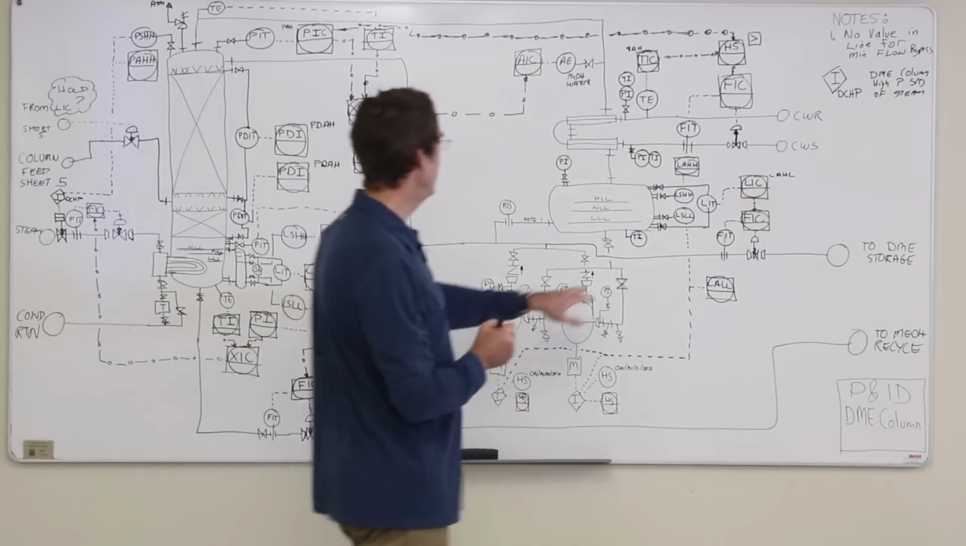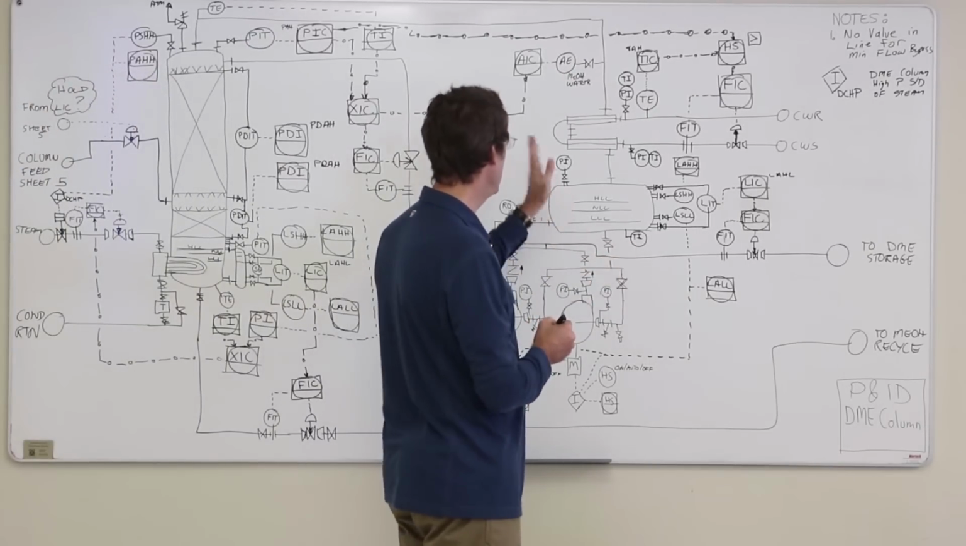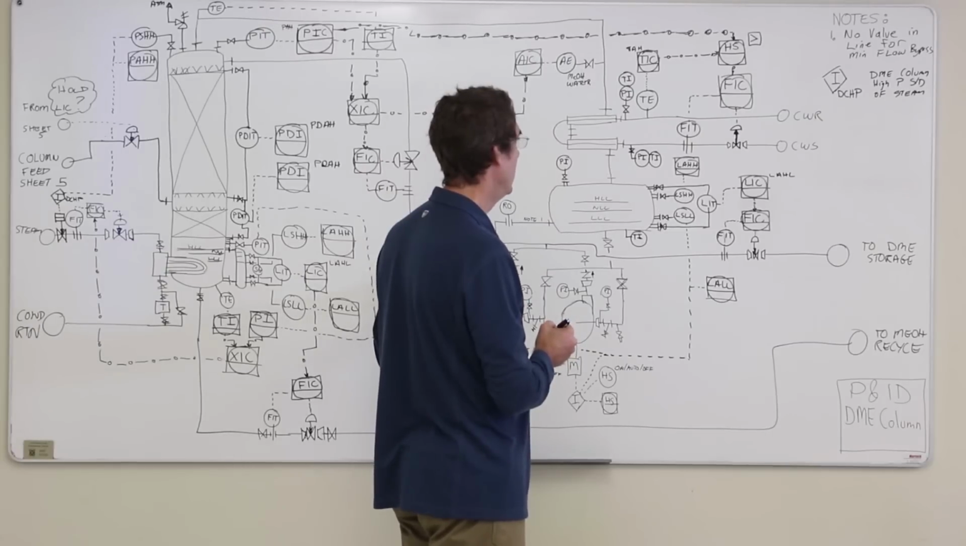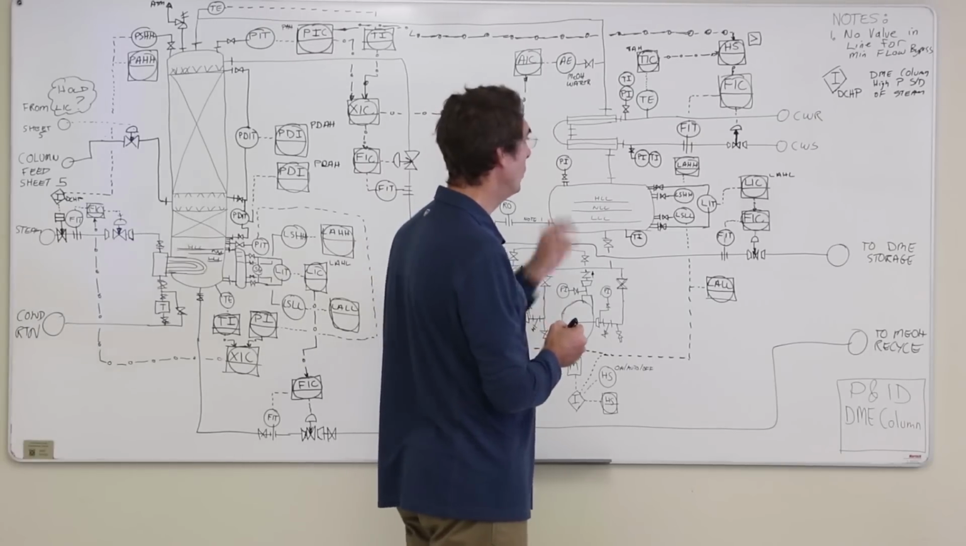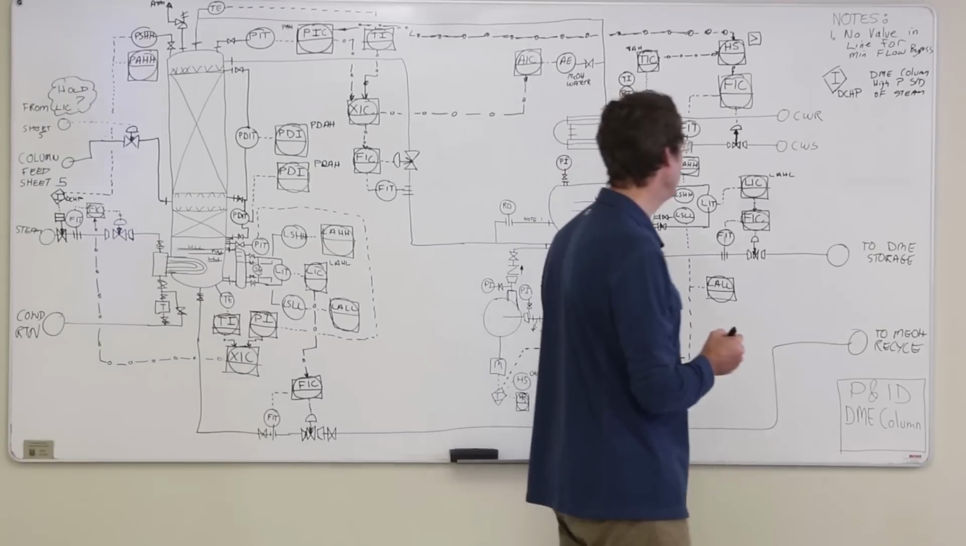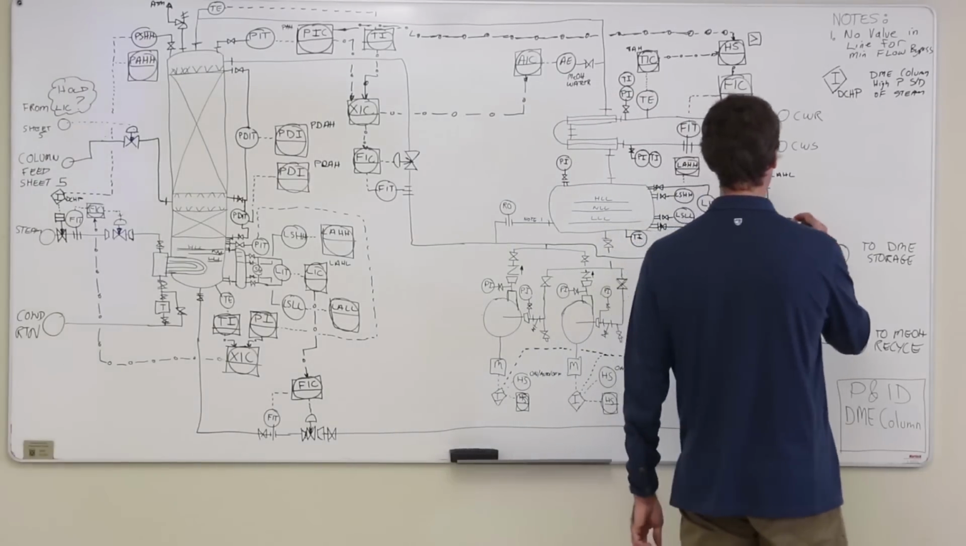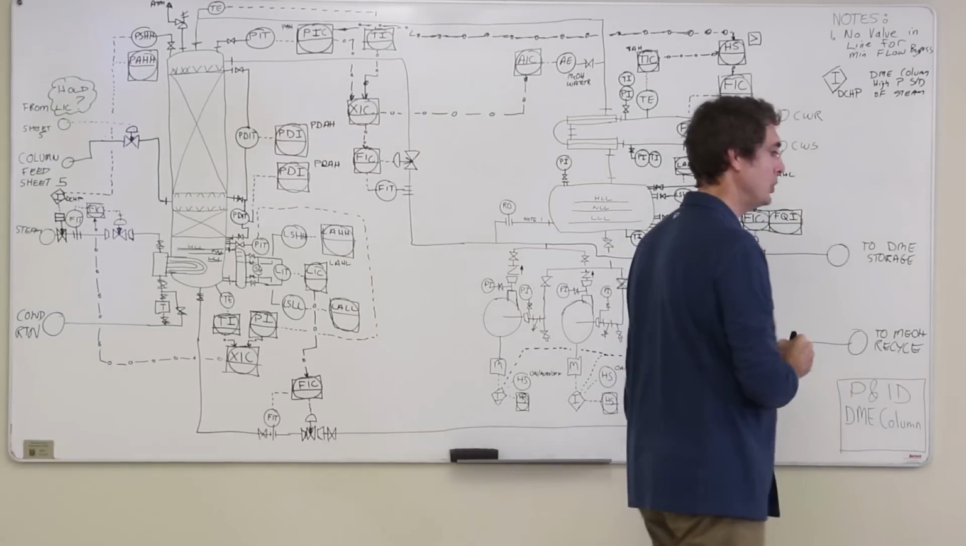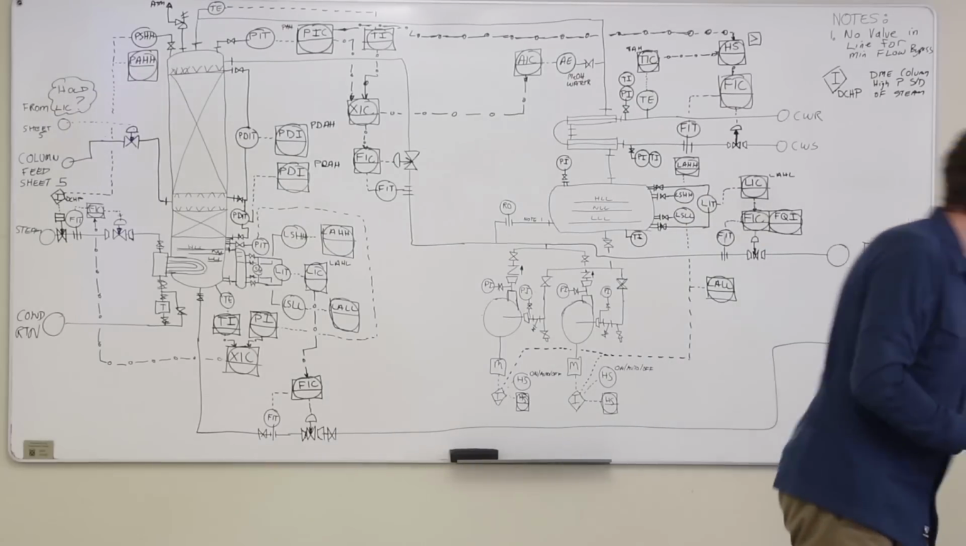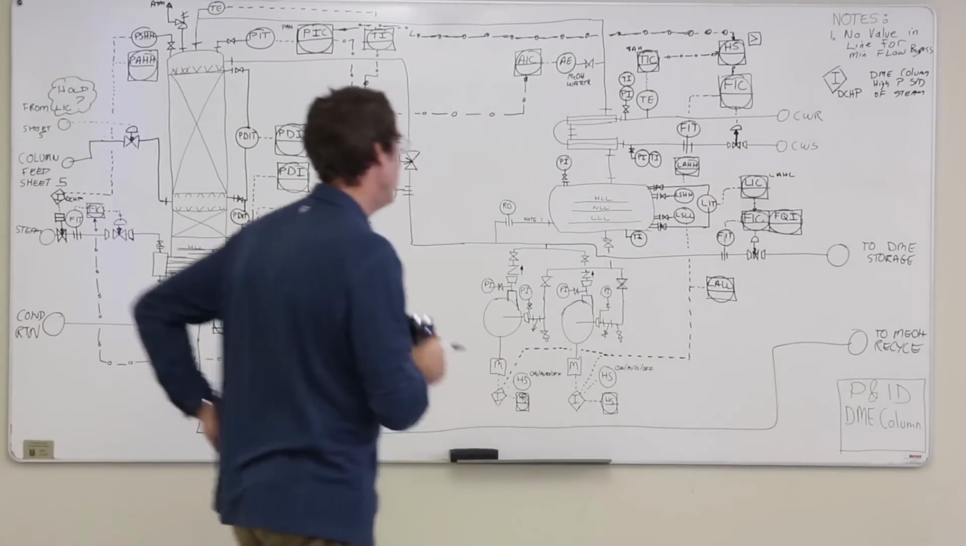So I know what the temperature of the reflux is from that. I know what my pressure is. I've got my pressures here. DME storage. Oh, we probably want to know how much DME we're making, right? So let's put a flow totalizer in. So that's going to be an FQI, flow totalizing indicator. That'll be handy.